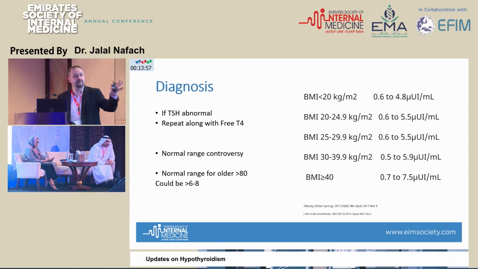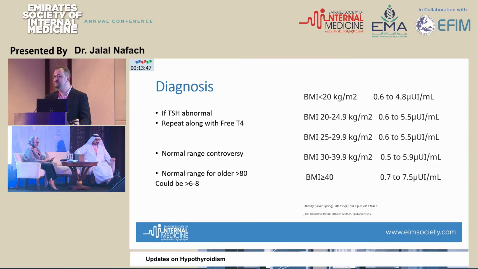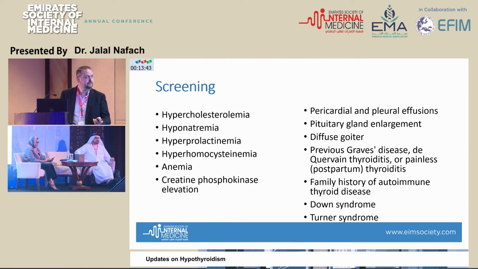So this is just to give you an idea what a normal TSH should be. Most of the labs use 4, 4.2. In a younger population, you may want to use 3. Again, you ask people about symptoms, use a questionnaire, family history, and you may check the antibodies.